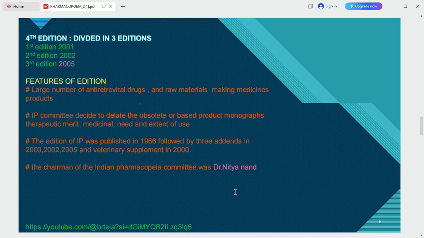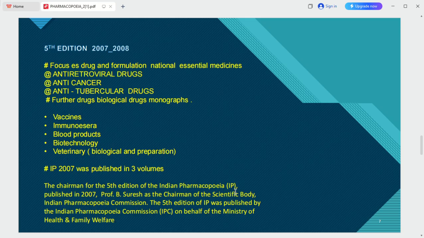Features of the edition: a large number of antiviral drugs and raw materials for making medicines and products. The Indian Pharmacopoeia Committee decided to delete obsolete products and add monographs based on therapeutic merit, medicinal need and extent of use. Okay, who is the chairman of the Indian Pharmacopoeia Committee for the fourth edition? Dr. Nityanand. Okay, Nityanand.